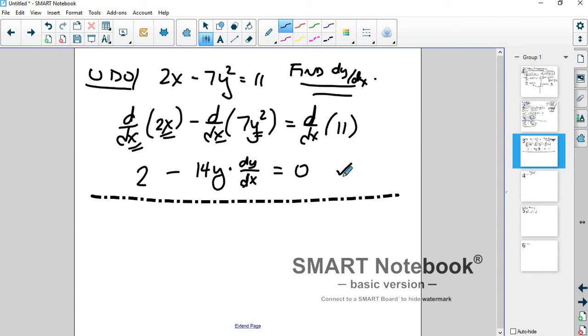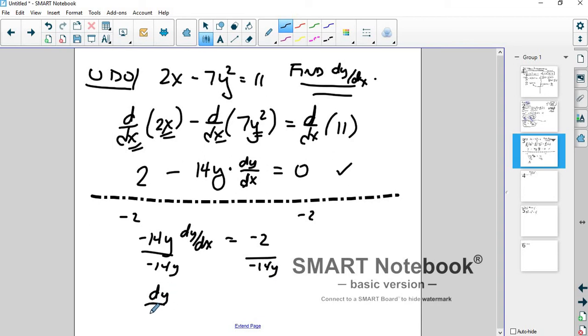I've differentiated, but I've not solved for the derivative, and since the algebra had not been done up here, I have to do the algebra now. So I'm going to subtract 2 from both sides. Negative 14y dy dx equals negative 2. Divide both sides by negative 14y. Reduce, and you get dy dx, 2 negatives make a positive, 1 over 7y. Okay?